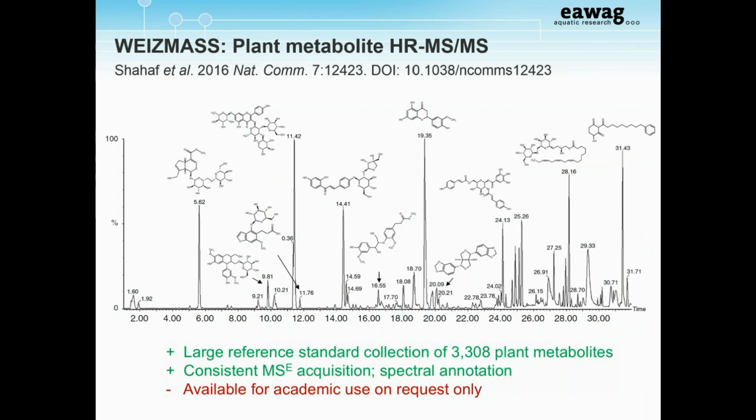WiSeMass is a database that just came out very recently, and you read the paper a couple of weeks ago. This is a shot of how they acquired their data that I took from the paper. They basically have a large reference data collection. They started with 3,500 parent metabolites. They could get mass spectra for 3,300 of them.